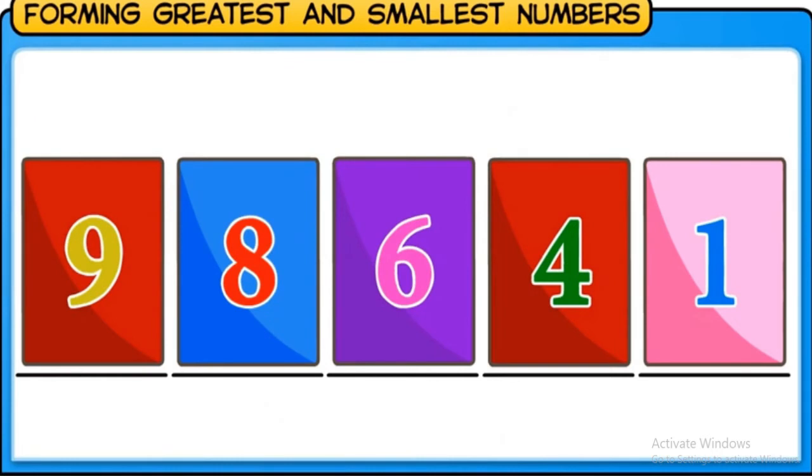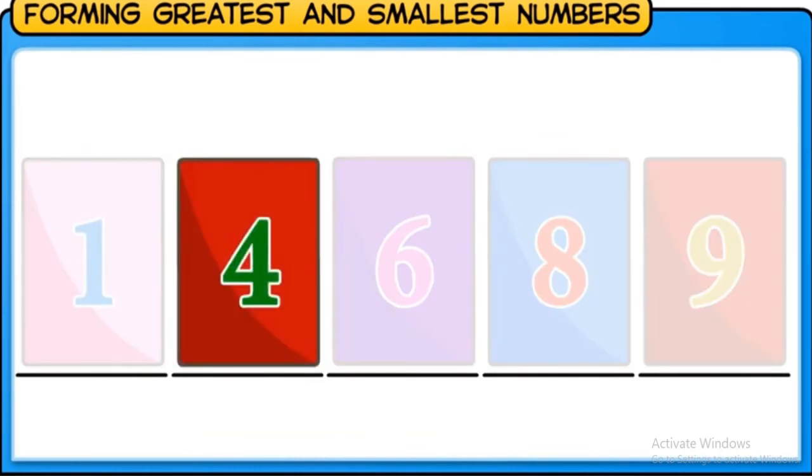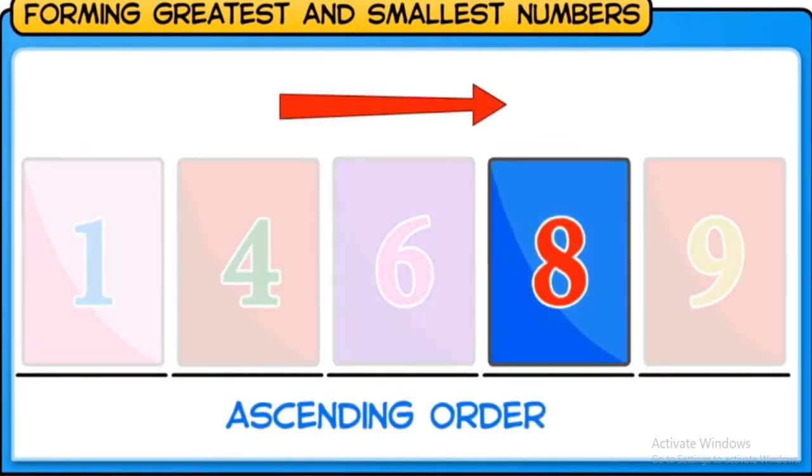Now drag the number cards to the blanks to form the smallest 5-digit number using the given digits. The smallest number that can be formed using the given digits is 14,689. How did we form this number? To form the smallest number using the given digits, simply arrange the given digits in ascending order.